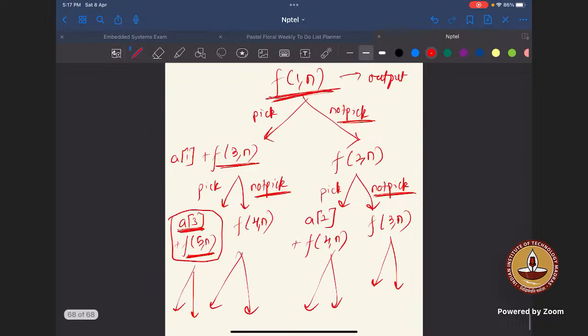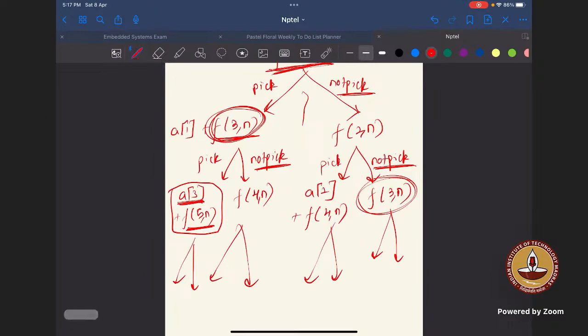So now let's see. In this path, you calculate f of 3, n. And in this path, you are again calculating f of 3, n. So why do computations multiple times for the same thing, right? It is just a waste, it is not efficient, right?